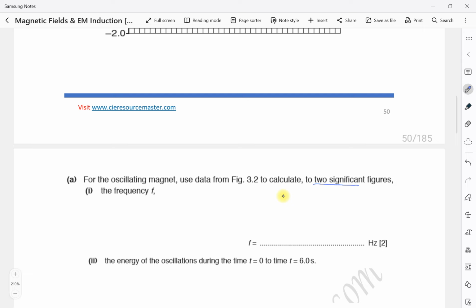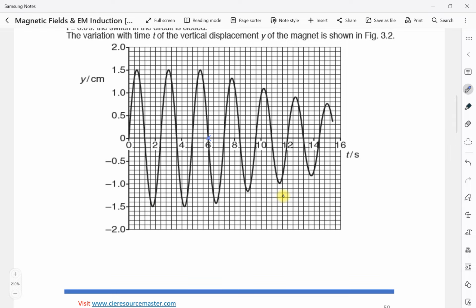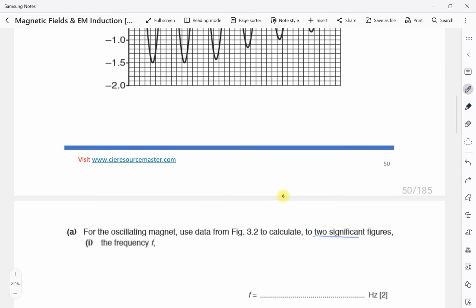For the oscillating magnet, use data from the figure to calculate, to two significant figures, the frequency. Of course, this is simple harmonic motion. So in the first 6 seconds, when it is oscillating freely, you notice that we have 2.5 cycles. So this is 1, this is 2, this is a half. In the first 6 seconds, we have 2.5 cycles.